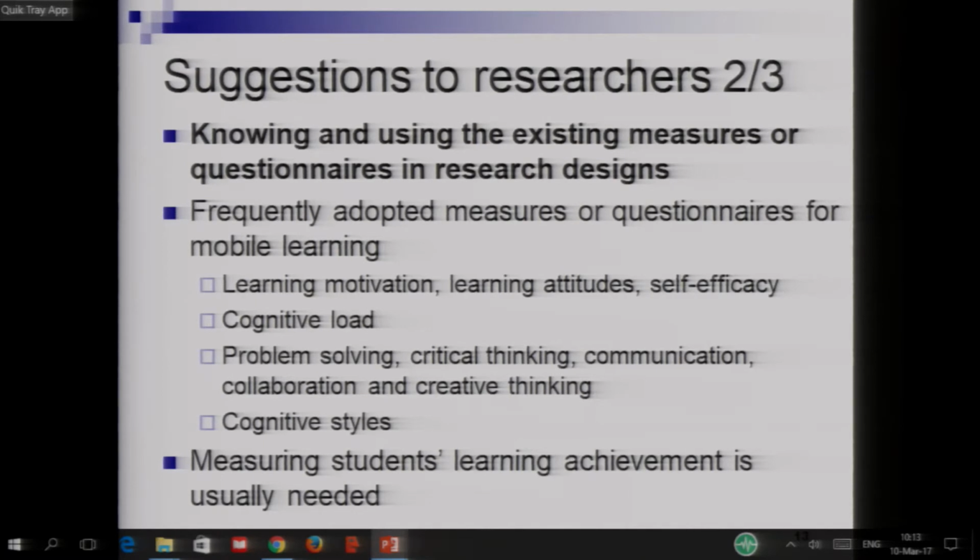Also, I would like to tell you that although most studies have measured student learning achievement, I still suggest that you need to measure student learning achievement. It's usually needed. Although it is not an innovation, it is the basic work you need to do. It's the basic educational objective, right? We need students to have improvement in their learning achievement. So you need to measure student learning achievement.